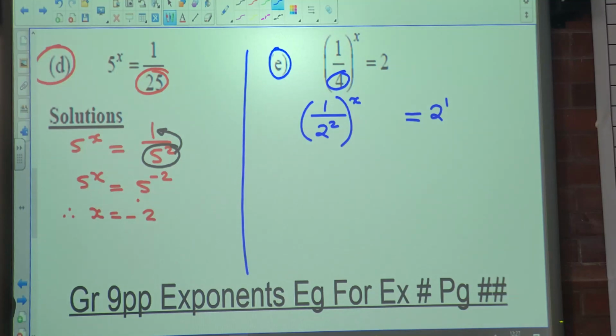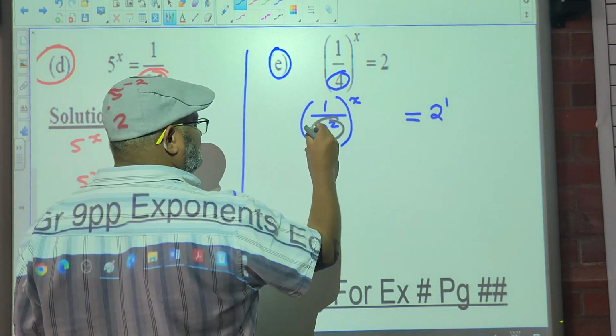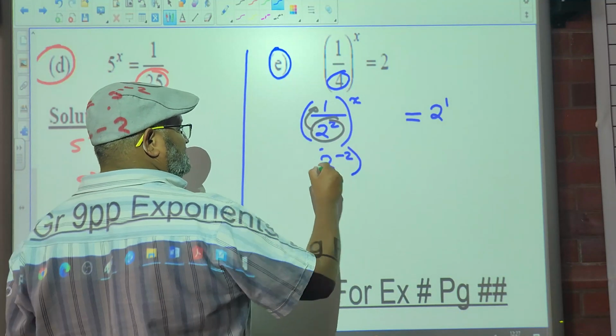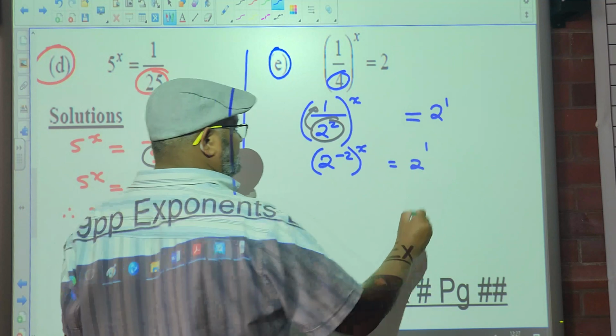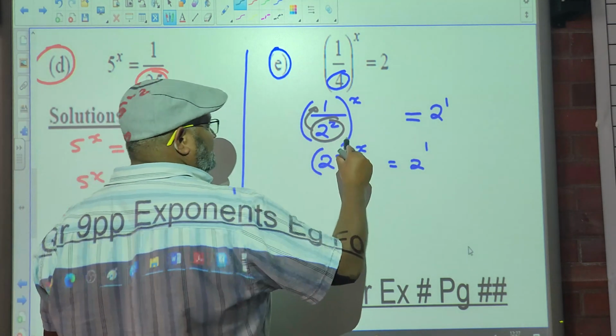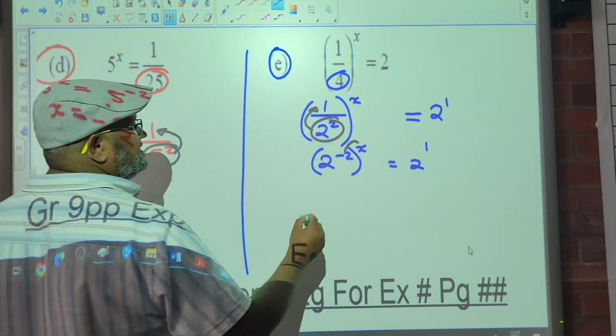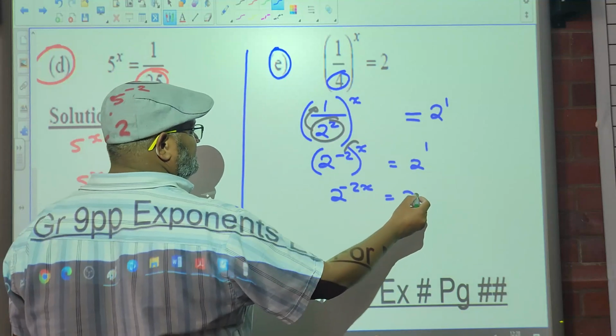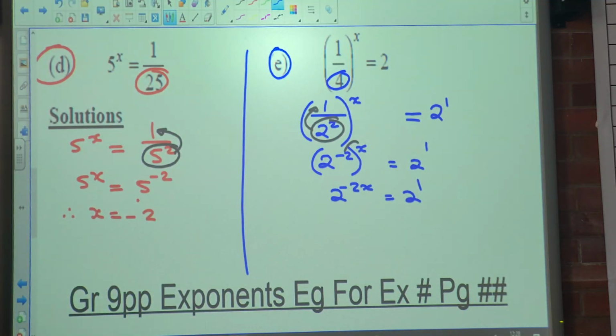Now what? 3x squared to the top, numerator. But it will now be written as what? 2 to the negative 2 raised to the x is equal to 2 to the. Now what do we do? Times the exponents. Yes. When something is raised to an exponent, we multiply the exponents. So that would be 2 to the negative 2x is equal to 2 to the exponent. Now what do we do? When bases are the same, the exponents are equal.